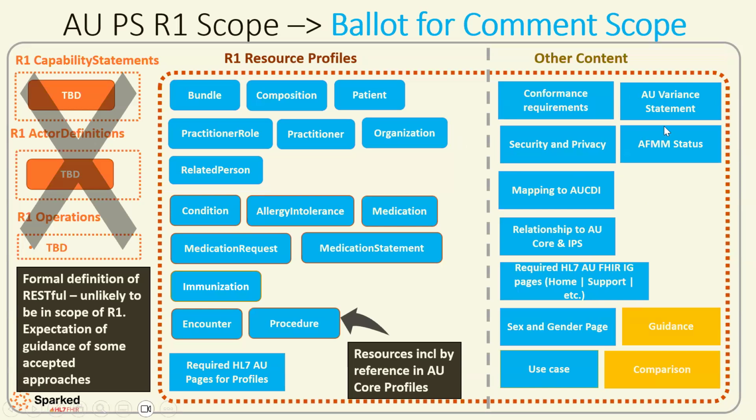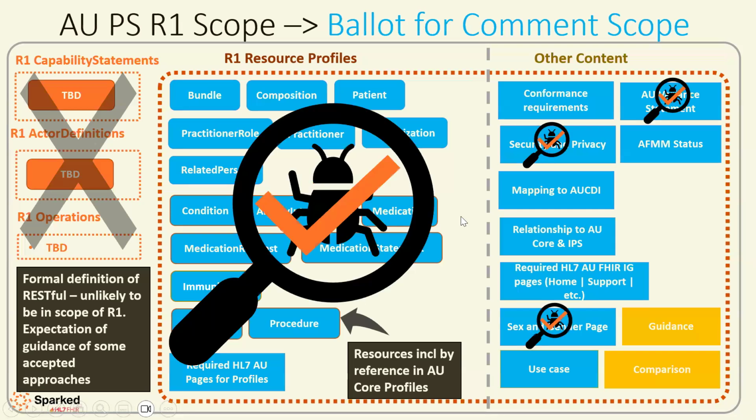Does that make sense to people around what we're thinking we need to have in a ballot for comment draft and have worked through in these calls? I'm going to go with yes. So let's move on to overlays.